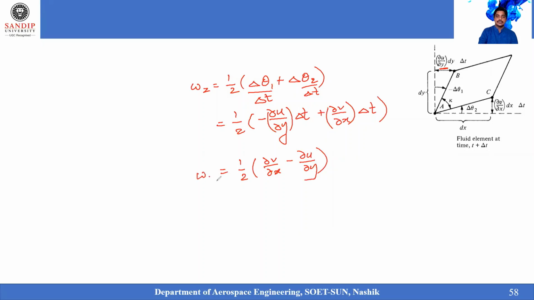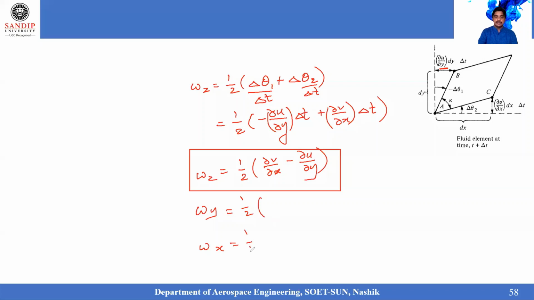This is the rotation which is happening in the plane of xy, but about the axis of z. We have obtained this rotation. Similarly, when we approach the other axes, that is omega y and omega x, we will obtain those solutions as well.